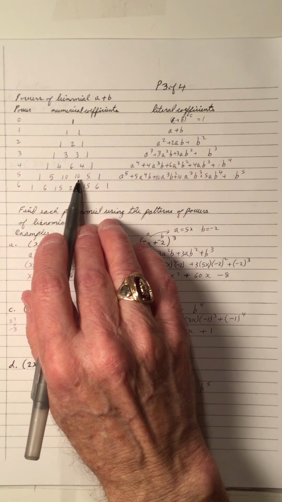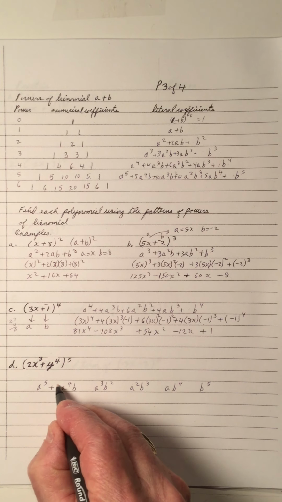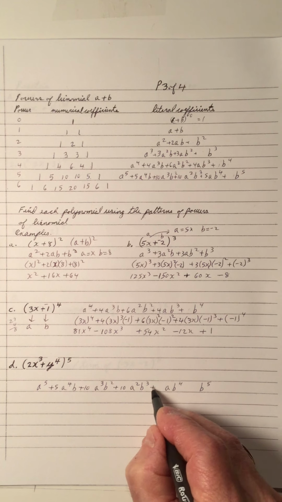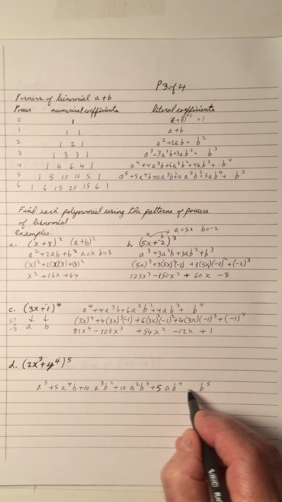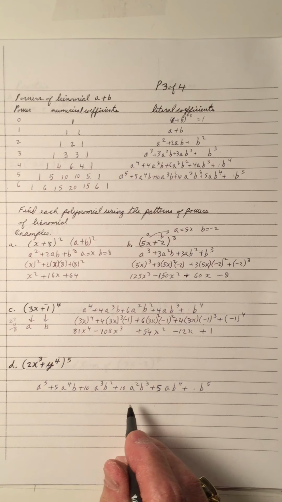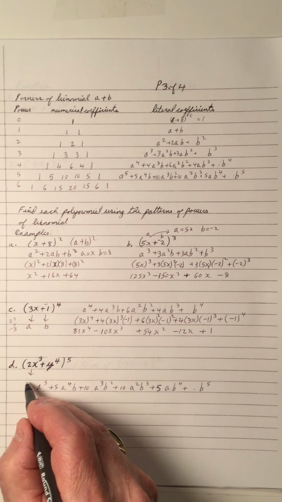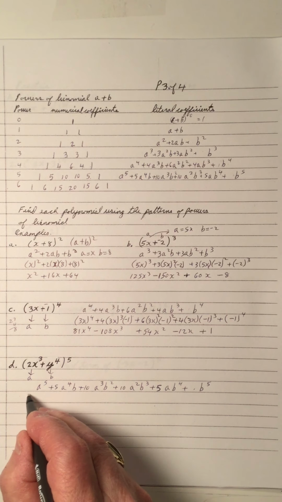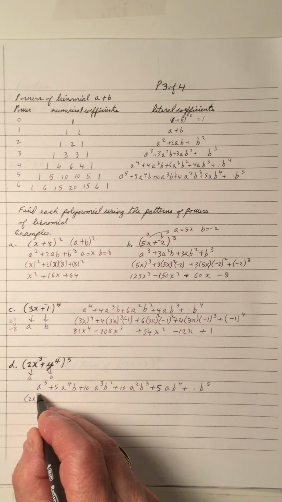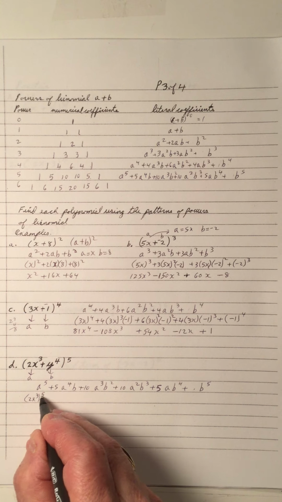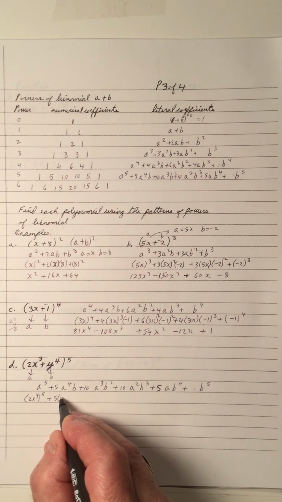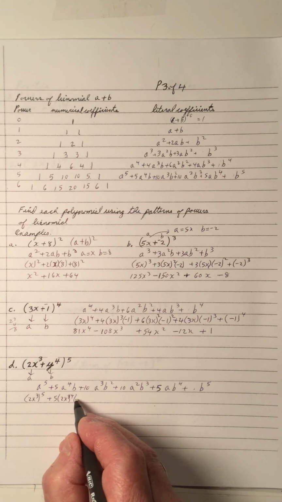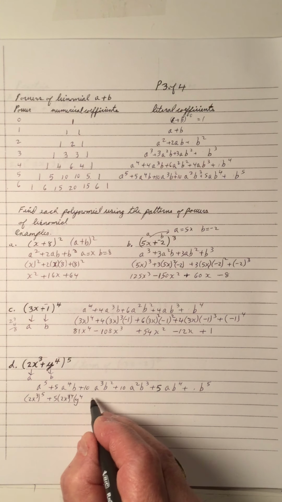1, 5, 10, 10, 5, and there's the 1. And so A is 2x cubed, and B is y to the fourth. So you got 2x cubed to the fifth power. 5, you got a 2x cubed to the fourth power, and B is y to the fourth.